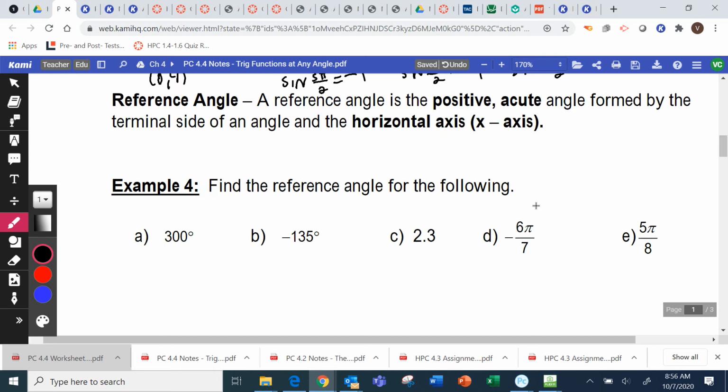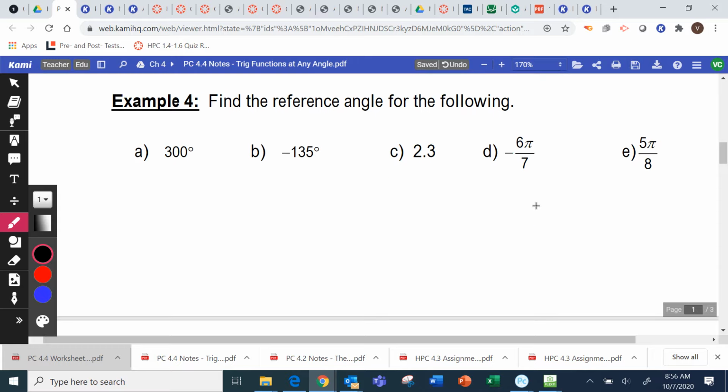Last thing is, we already talked about reference angles. We're just going to do some examples that are literally just reference angles. Some of them are in degrees, some of them are in radians. You do not switch between the two. You stay in the form that it gives you. So question A is 300 degrees. My answer will be in degrees. So where is 300 degrees? About here. The reference angle always connects the x-axis and the terminal side. What degrees would that reference angle be? 60 degrees.